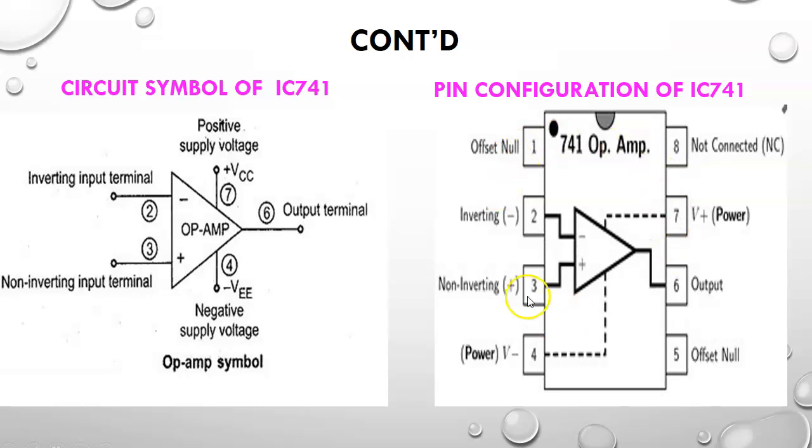We have to know the pin details of all 8 pins. Out of all 8 pins, 5 pins are mainly active pins. That is second, third, 7, 4, 6. 2 and 3 are inputs. 6 is output. Inputs are connected between these terminals. Output is taken across this terminal. And supply voltage should be given to 7 and 4. Positive supply and negative supply must be given. The range is plus 15 and minus 15 volts.